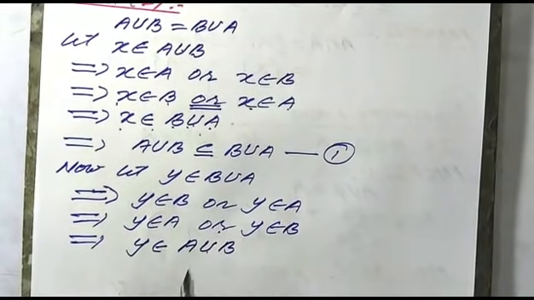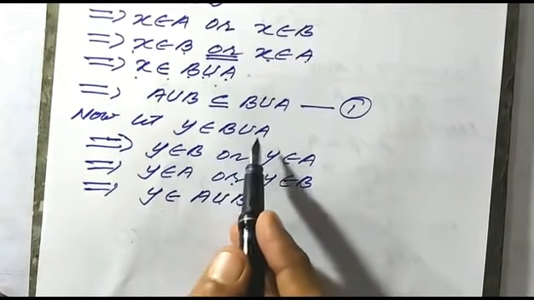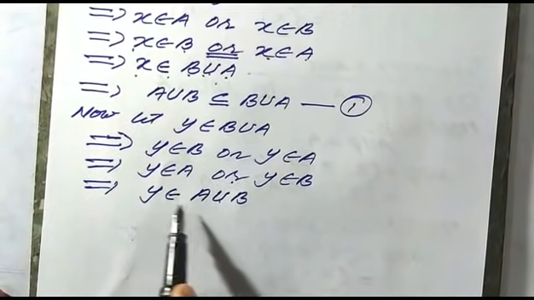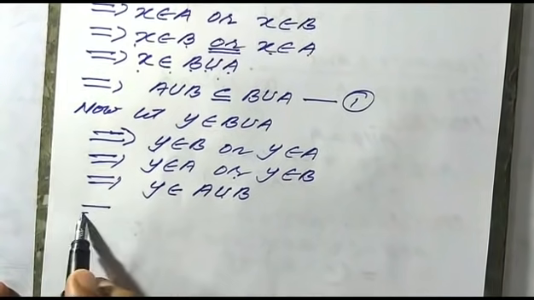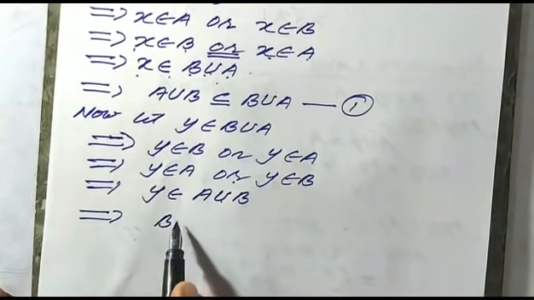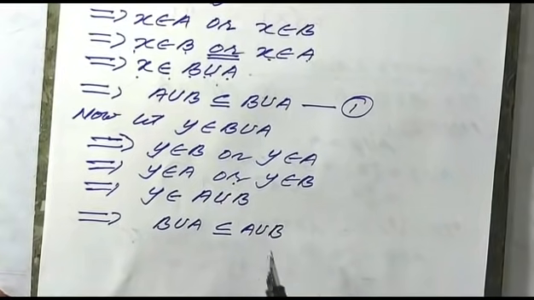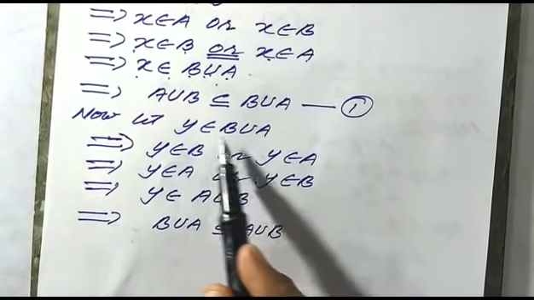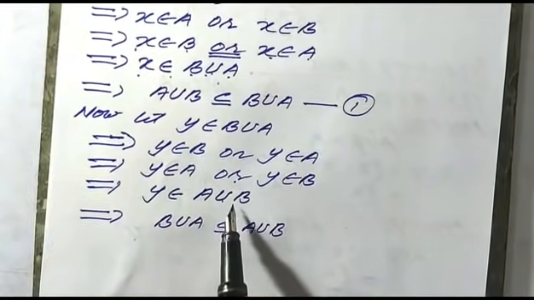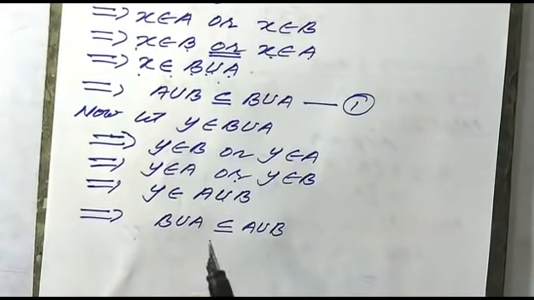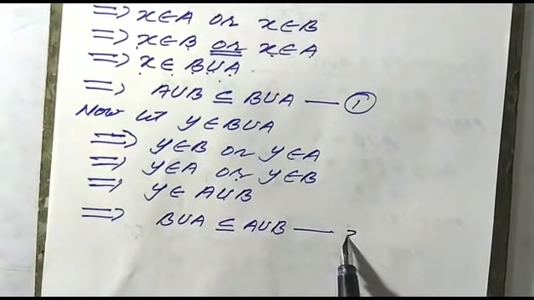We use the union operation. So we have taken an arbitrary element y from B union A, and we have proved that y must also belong to A union B. So we infer from this that B union A is a subset of A union B. I repeat, if y belongs to B union A, it must also belong to A union B. That means A union B must contain all the elements of B union A. So we may write it as B union A is a subset of A union B. Let it be equation number 2.